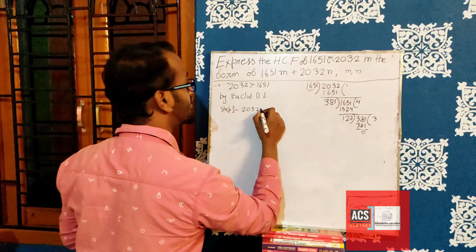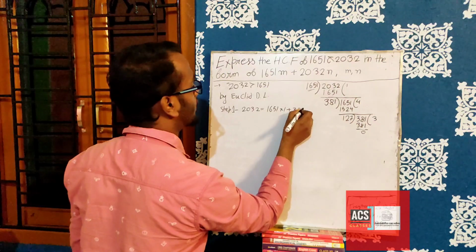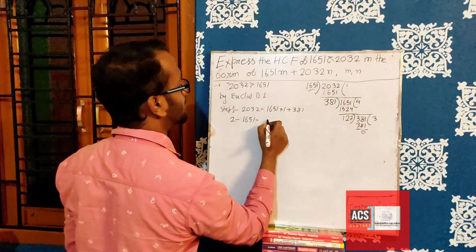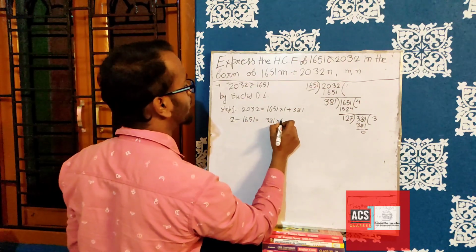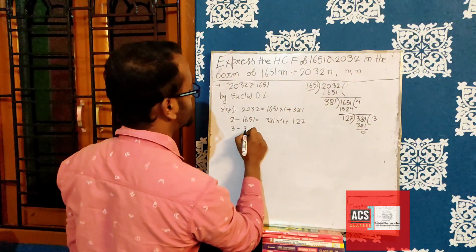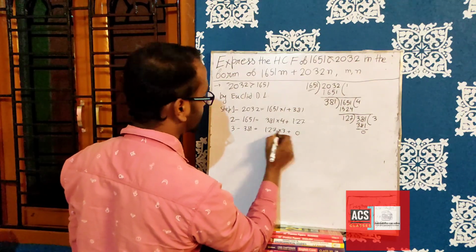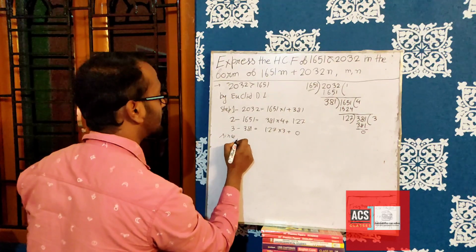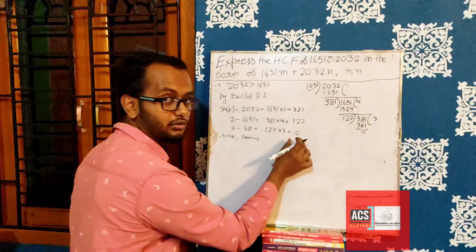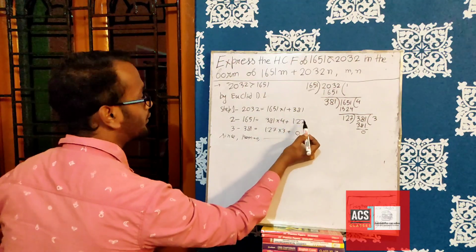So 2032 is equal to 1651 into 1 plus 381. Now step 2, 1651 is equal to 381 into 4 plus 127. Step 3, 381 is equal to 127 into 3 plus 0. Since the remainder is equal to 0, our process stops. So this one is equation 1, equation 2 and equation 3.